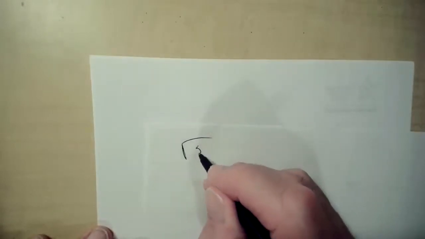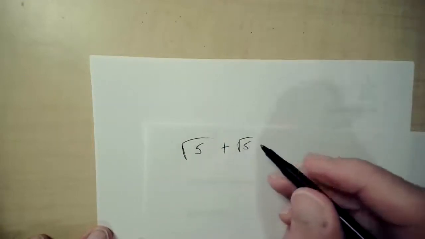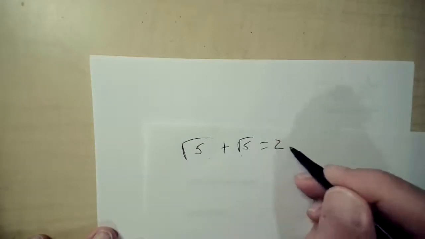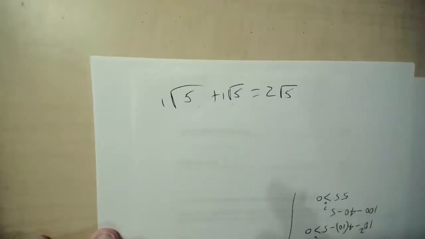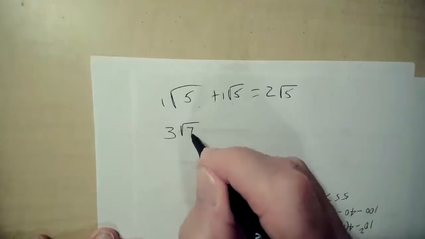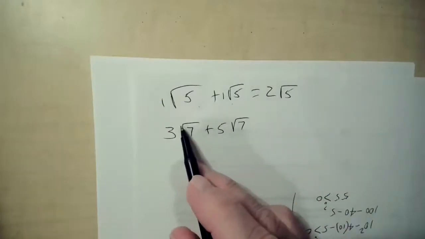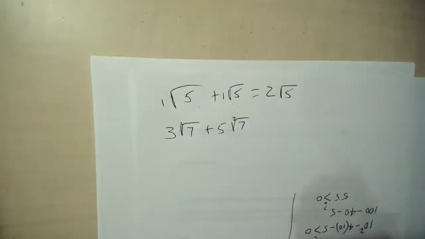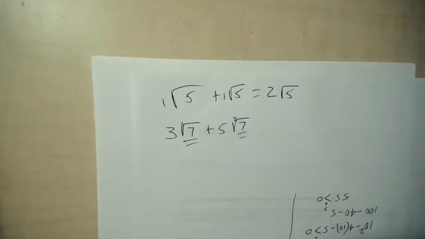A radical, what is a radical? Square root of 5 plus the square root of 5. And we're adding here, not multiplying. So this is 2 times the square root of 5. What we're doing is we're adding the coefficients here. So if we had 3 times the square root of 7 plus 5 times the square root of 7, remember we have to have the same index. The index is this number right in here, which is a 2. If we don't write it, it's assumed to be a 2.